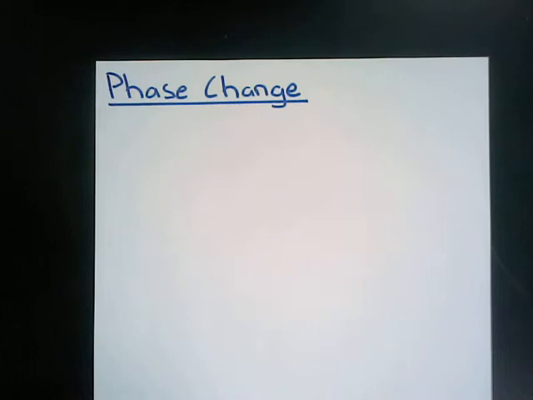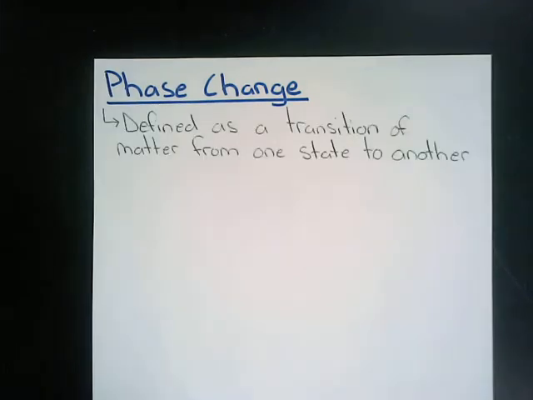So let's remember that a phase change is defined as a transition of matter from one state to another. And with phase change, in section 1, we had that triangle chart that showed each of the states of matter, solid, gas, and liquid. And then it described each of those phase changes associated with that particular diagram or chart.